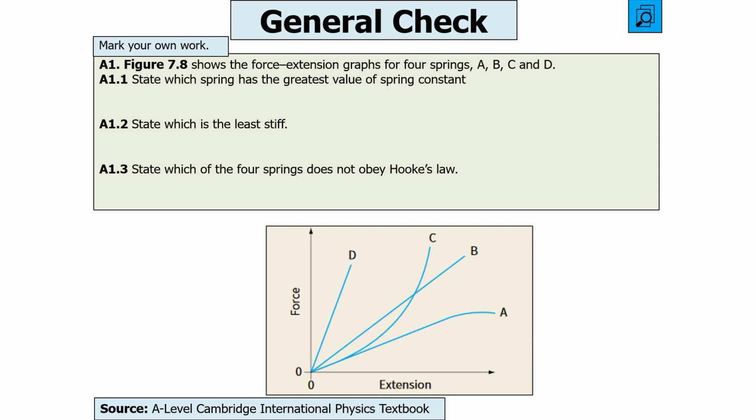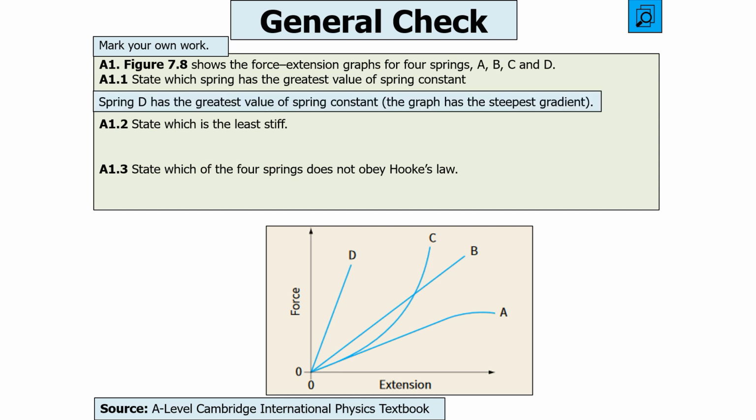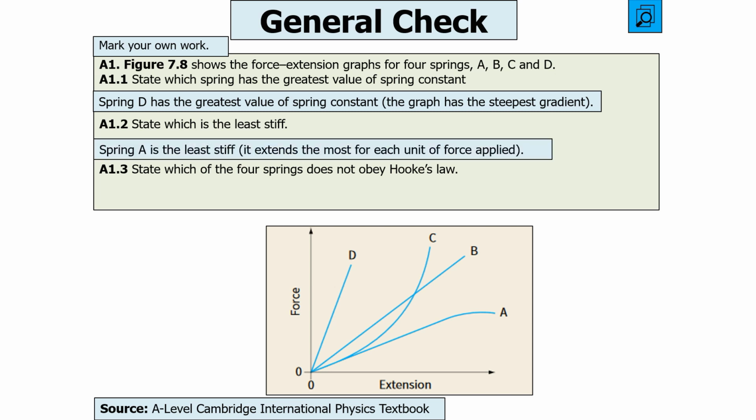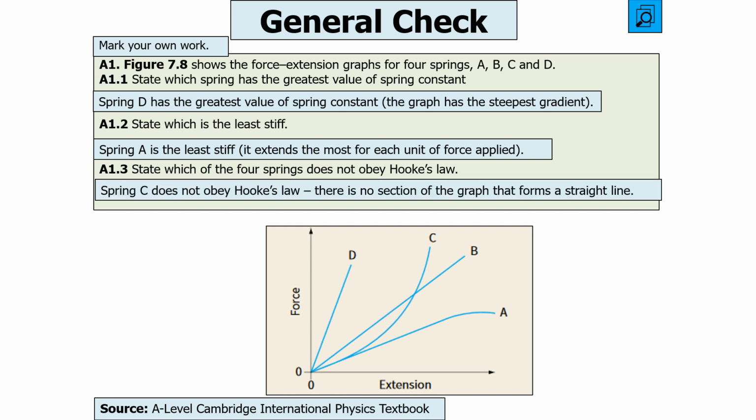Right, so in this first one, we know that on the force extension graph, the spring constant is the gradient. So spring D has the greatest value as it has the steepest gradient. Now stiffness is another measure of saying spring constant. So spring A is the least stiff because it has the least gradient, or it extends the most for each unit of force applied. And then the next one, which doesn't obey Hooke's law, well, we know in a force extension graph, an object that obeys Hooke's law must have a straight line section to it. Spring C at no point has a straight line section, so it does not obey Hooke's law at any point.